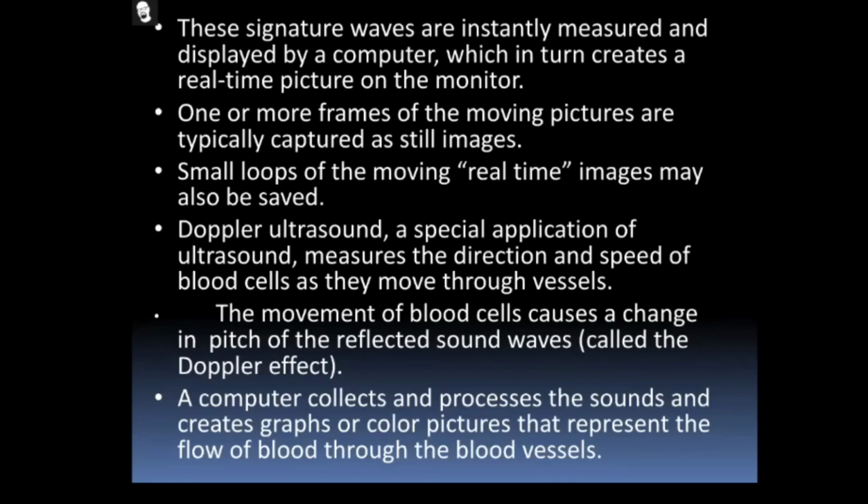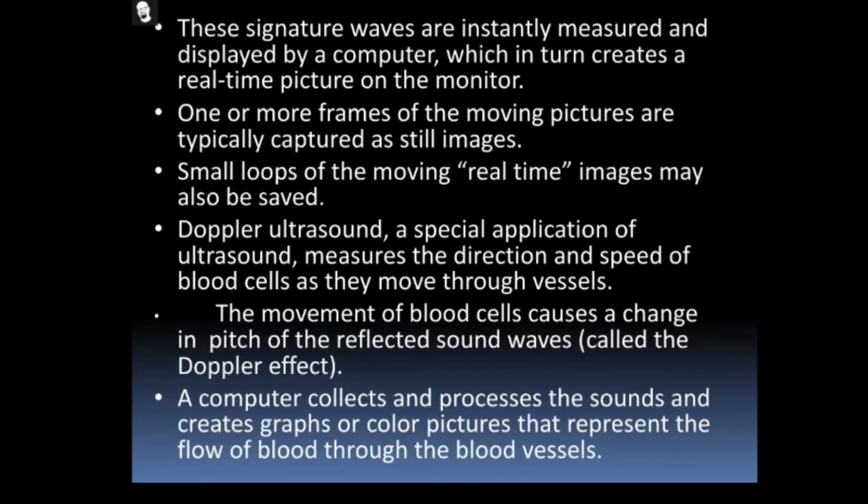Doppler ultrasound, a special application of ultrasound, measures the direction and the speed of blood cells as they move through vessels. The next advantage of ultrasound is the invention of Doppler. Through this Doppler ultrasound, we can predict the movement of blood cells in the blood vessels. How the speed of the cells is, how the direction is, all of it we can measure using this Doppler, and it is digitally displayed on the monitor.